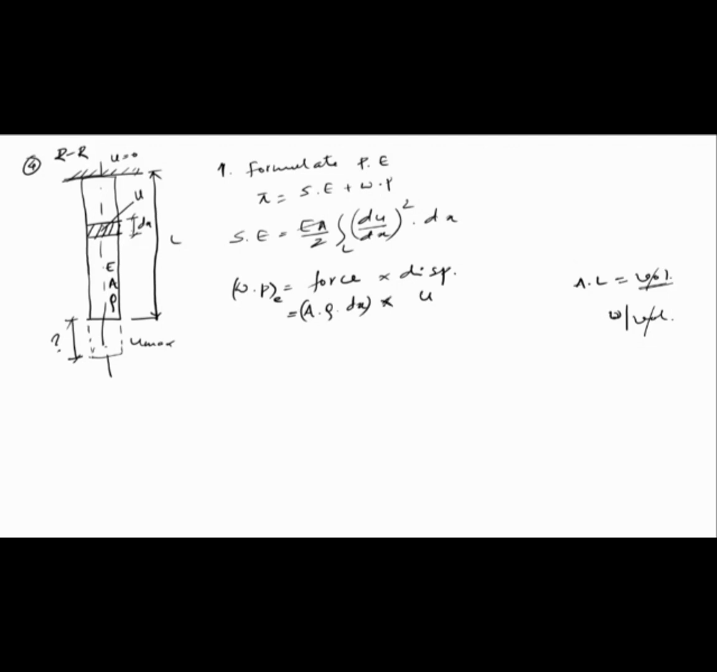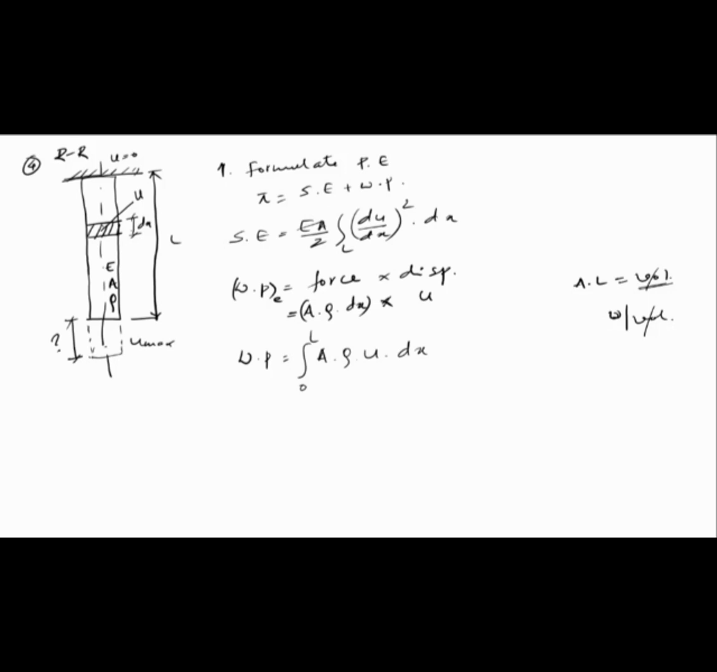That force multiplied by displacement will give you the work potential. Now this is the work potential for the element. Now I want the work potential for the entire bar, so it is 0 to L, A into rho into u into dx. This is my work potential for the entire bar.